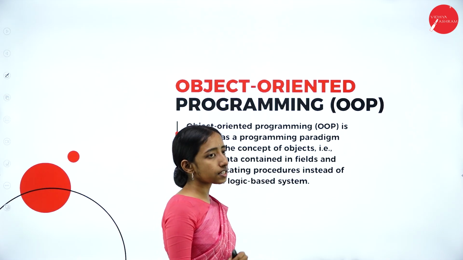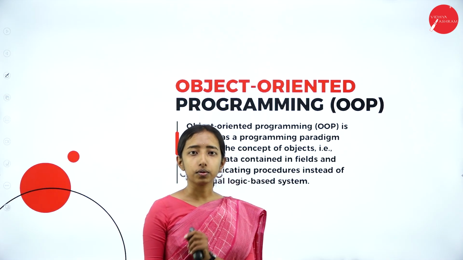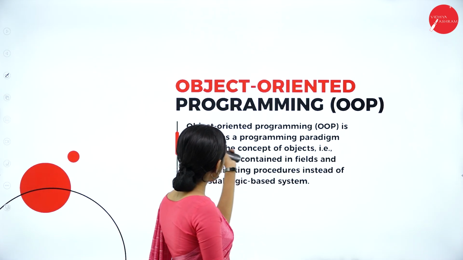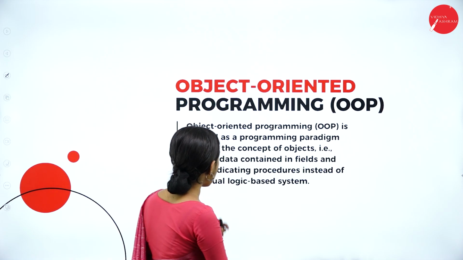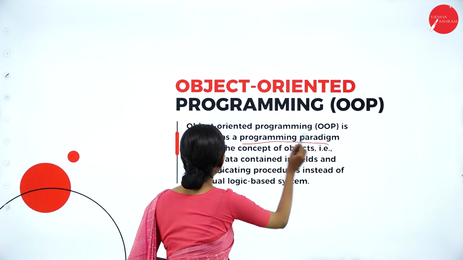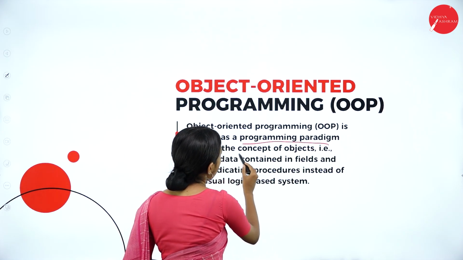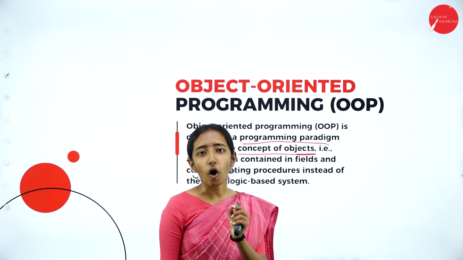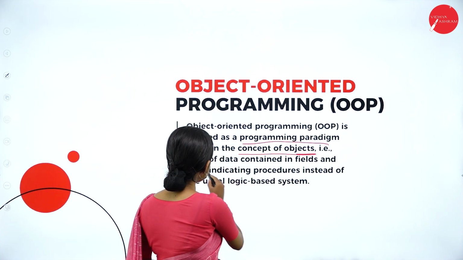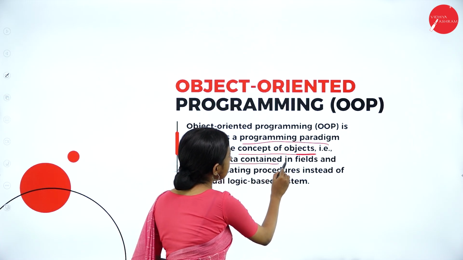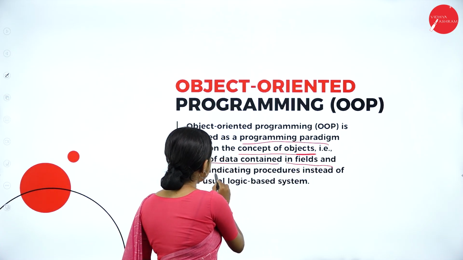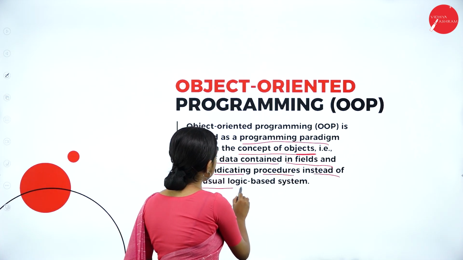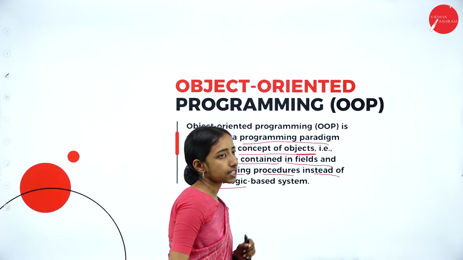The next is object-oriented programming. C++ is an object-oriented programming language. So, what is object-oriented programming? Object-oriented programming is defined as a programming paradigm built on the concept of objects. So, this is mainly built on the concept called objects, that is a set of data contained in fields and code indicating procedures instead of the usual logic-based system.